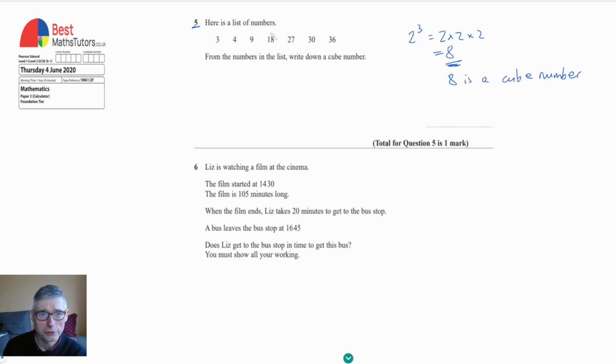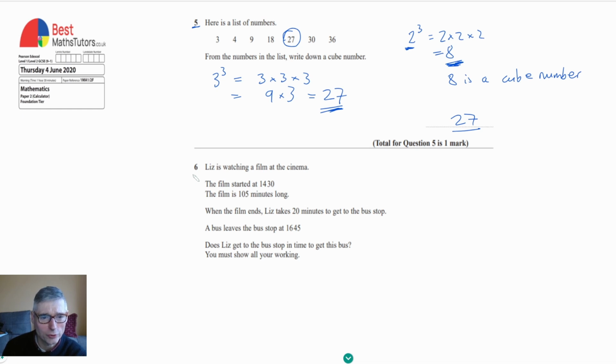To find a cube number in this list, probably the best way is to first of all start by cubing 2, and we get 8. We can see that's not in the list, so let's go on to the next number. Let's cube 3. 3 cubed means 3 times 3 times 3. 3 times 3 is 9, then we have to times that by 3, and that gives us 27. So 27 is a cube number, and we can see there it is in the list. So that's our answer to that one, 27.